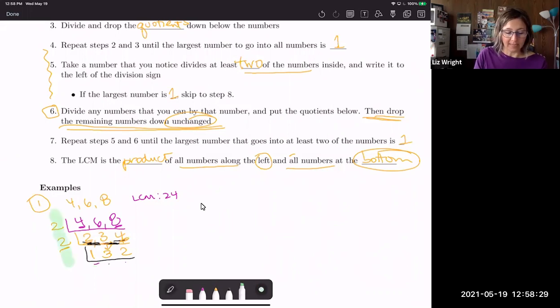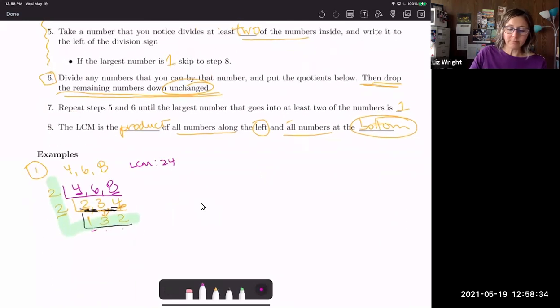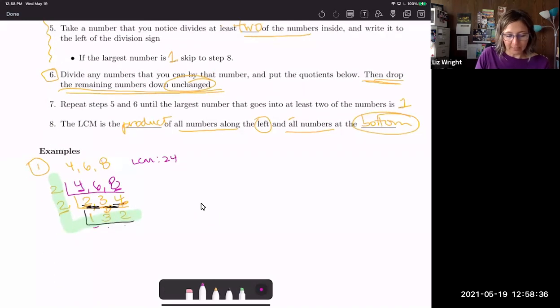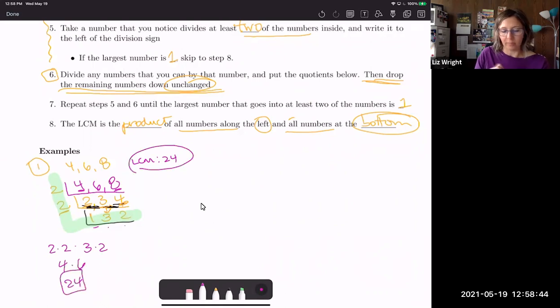So now you look at that L shape and you say, let's multiply it together to get my LCM. I'm going to get 2 times 2 times 3 times 2. So that's 4 times 6, which gives me 24, which is exactly what I was expecting. So that's great. We did that process correctly. So now let's try something that's a little bit harder.